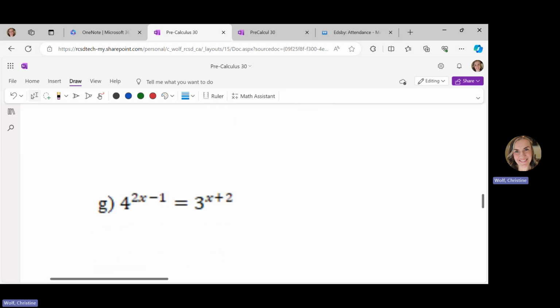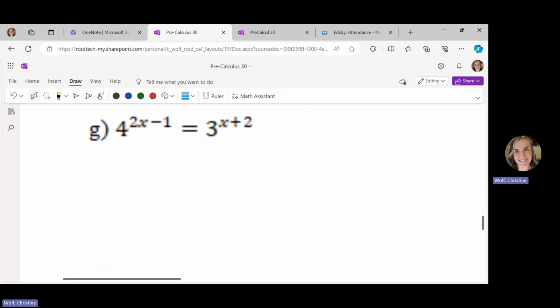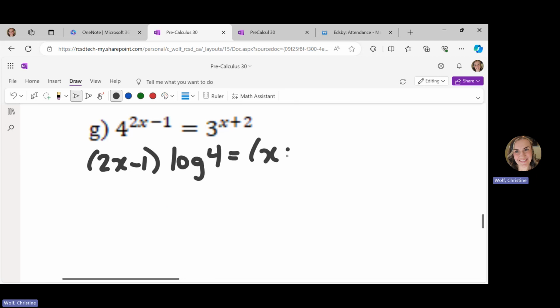I wanted to show you what happens when both sides have an x in the exponent, okay? Exact same deal. Follow the process. You cannot get these bases 4 and 3 to ever be the same. So you're stuck with them. So in that case, I'm going to log each side. I'm going to look ahead because I know if I'm logging each of these, that is now going to become the power law, and that exponent is going to come in front. So I have 2x minus 1 in front times the log of 4. I have x plus 2 in front times the log of 3.